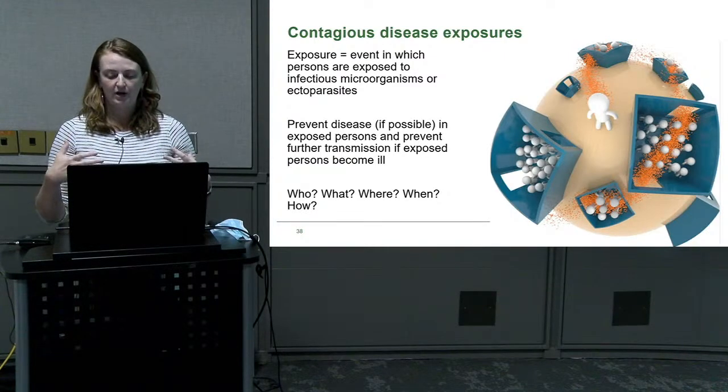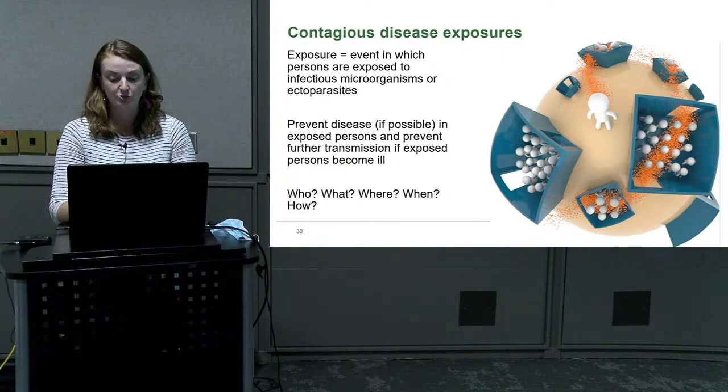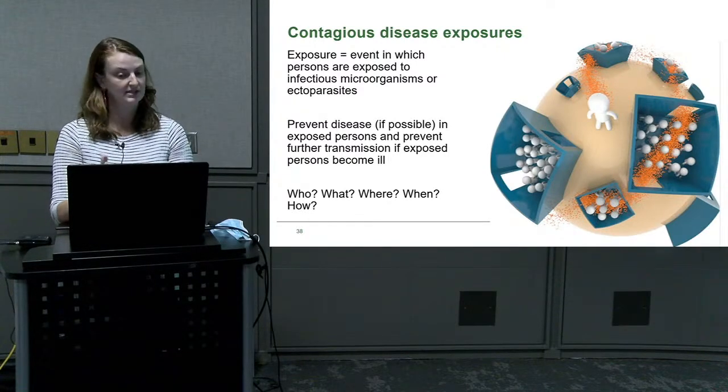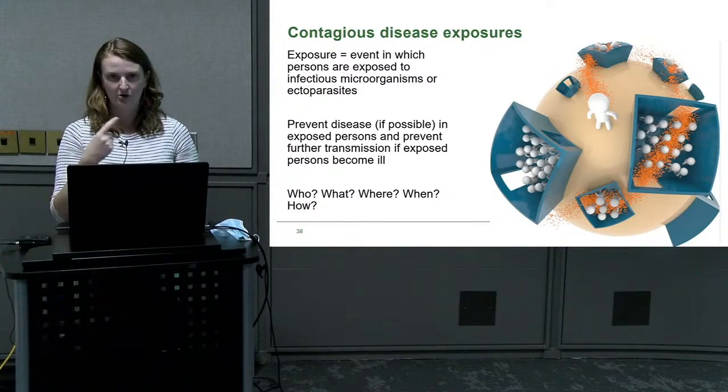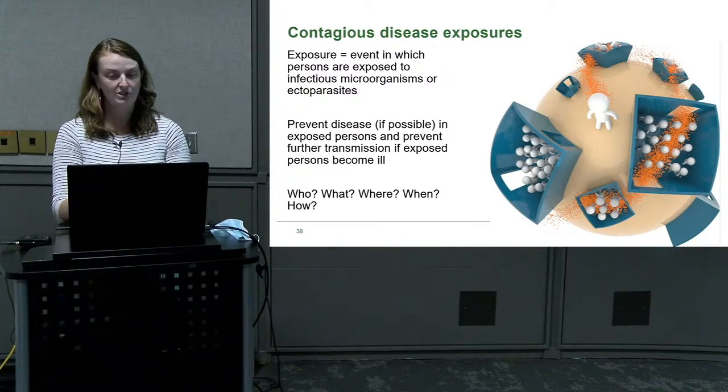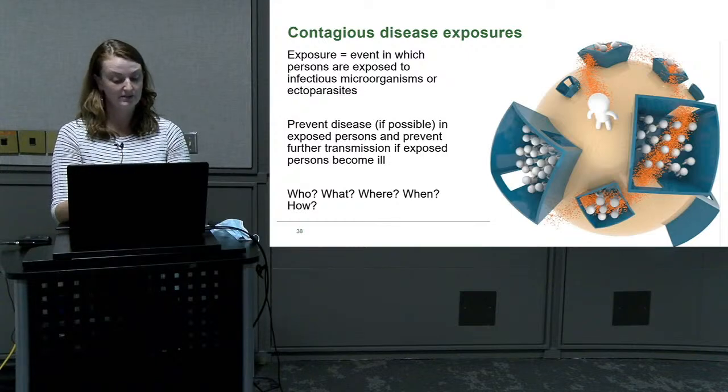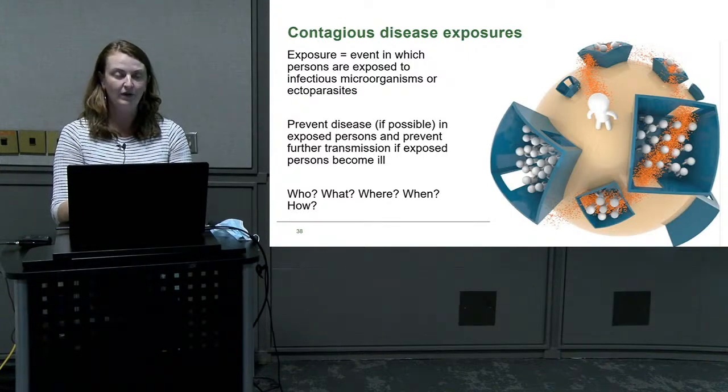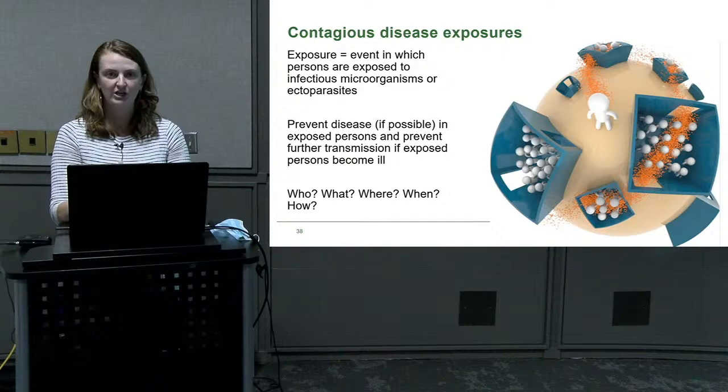Where were the healthcare persons and or other patients or staff in relation to the source patient? Were they sharing the same room? Were they 6 feet away? Were they outside the door? Were they in an area where the air is recirculated? So they may not have been physically next to the patient, but they might have been within the same breathing space. And then the how. How did it happen? So that way we can change our policies, educate, and work towards preventing an exposure in the future.